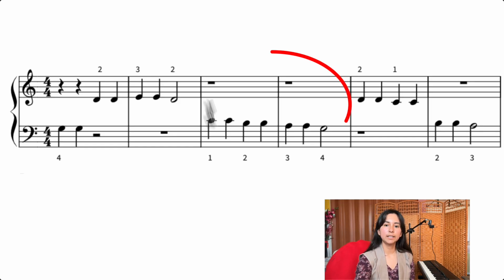So now let's look at these 2 measures over here, and this is written in the bass clef. Right here we have a C, and notice that the next note is a C, so it's being repeated. Then the note after that is a B, so it's a step. We're moving from C down to B. Then the note after that, we have B again, so we have a repeat. Then in the next measure, we have an A, so we moved in a stepwise direction from B down to A.